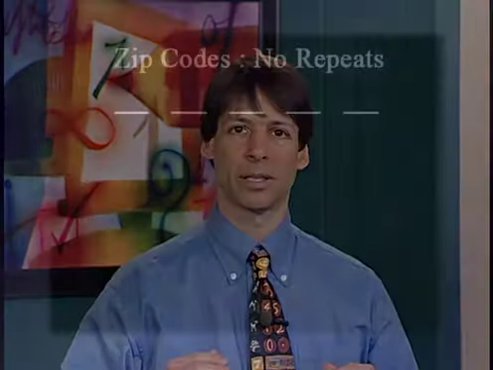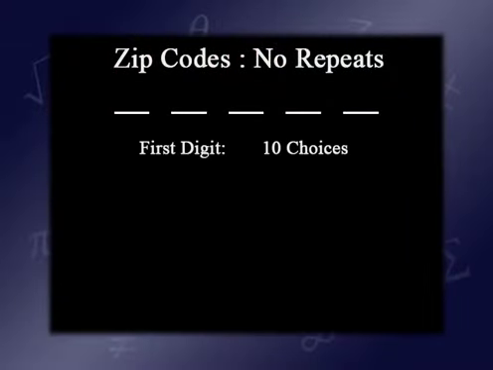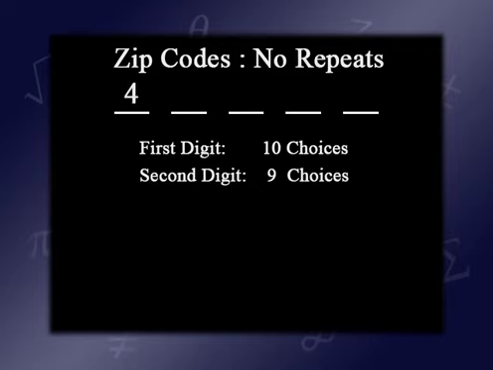Suppose I change the question now. Suppose I say, all right, how many zip codes where none of the numbers are allowed to repeat? So for instance, the first digit, we have 10 choices, that's true. The second digit, now we only have 9 choices because it has to be different from the first digit. So for instance, if the first digit was 4, then the second digit could be anything other than 4.